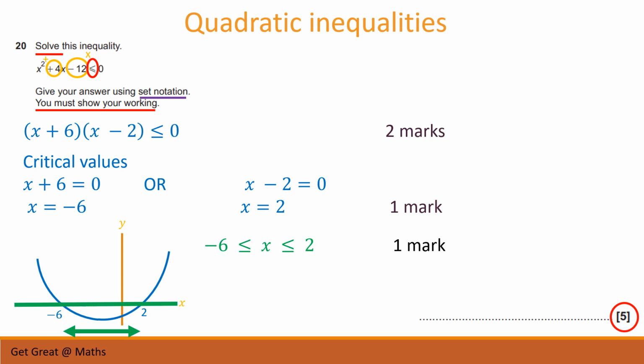But the final mark comes from putting our answer in set notation. So to do that, all we have to do is put curly brackets on the outside, an x, then a colon, and then we write the expression we just got, and that will give us our answer in set notation. Make sure you put your answer on the dotted line to give you the full 5 marks.